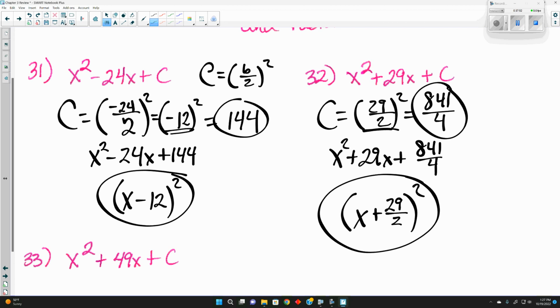Yep, we're not solving, we're doing the main middle step. Any other questions on these here?